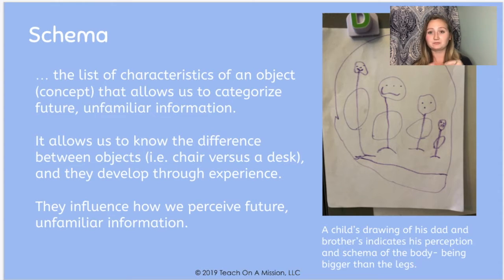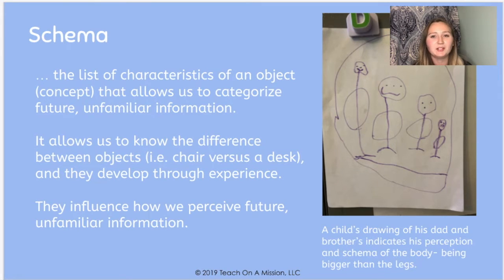So, your schema is the list of characteristics of an object or a concept that allows us to categorize future unfamiliar information. Schema allows you to know the difference between objects, like what's the difference between a desk and a chair? What's the difference between a bed and a couch? So on and so forth. And those differences and that knowledge develop through experiences, right?